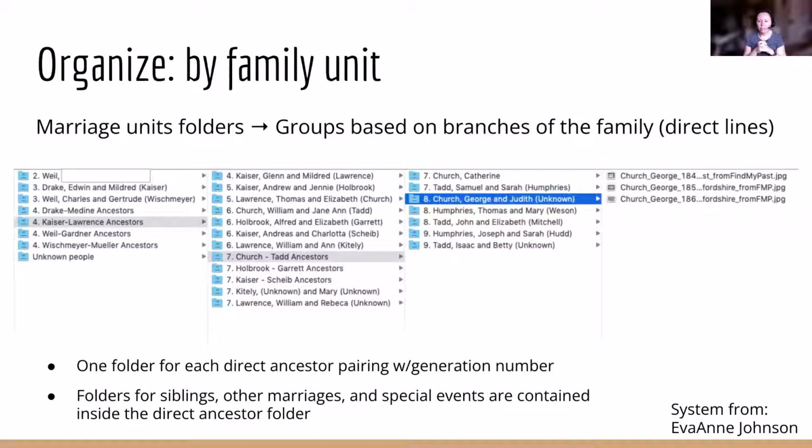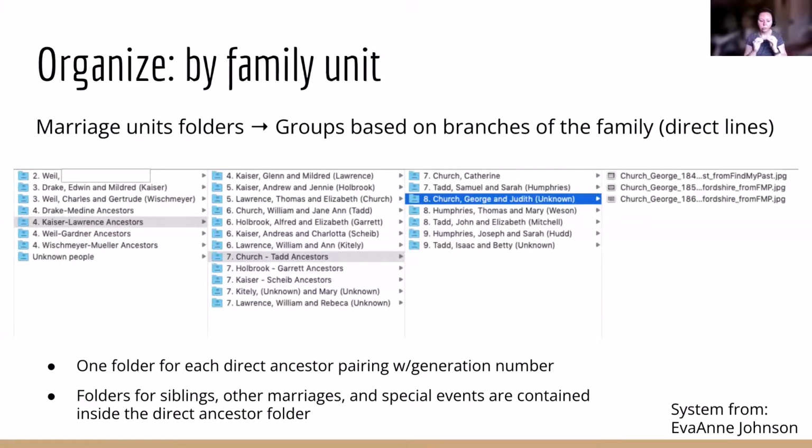I have highlighted here a family unit for George and Judith Church. And so any records related to that family unit are going to be in there. So basically anything for that couple from their marriage forward, including their kids. So when their kids were still in their household and young, all of the things for that household are going to be in there. So that made sense for me, but maybe that's not going to work for you.